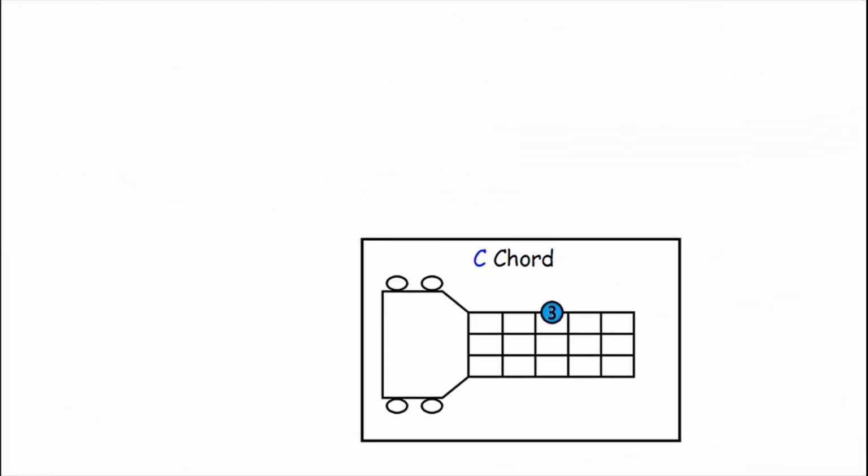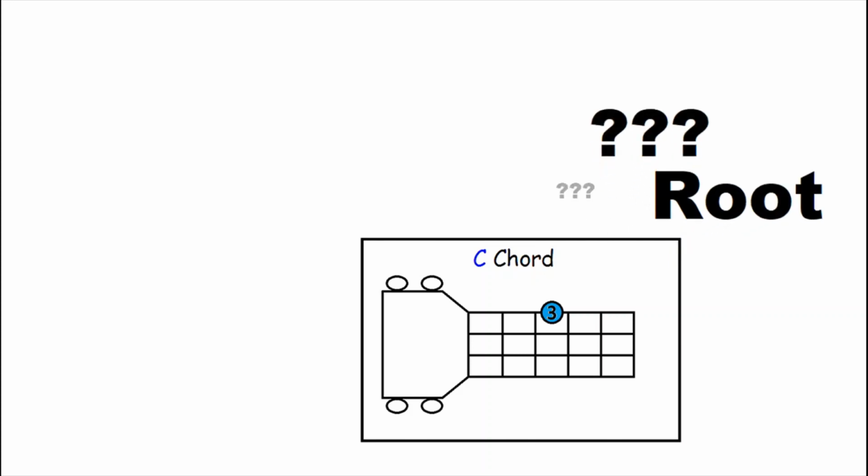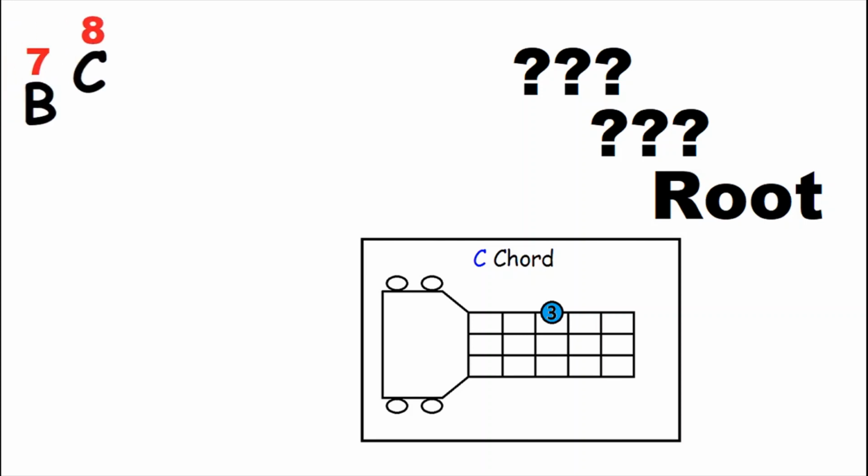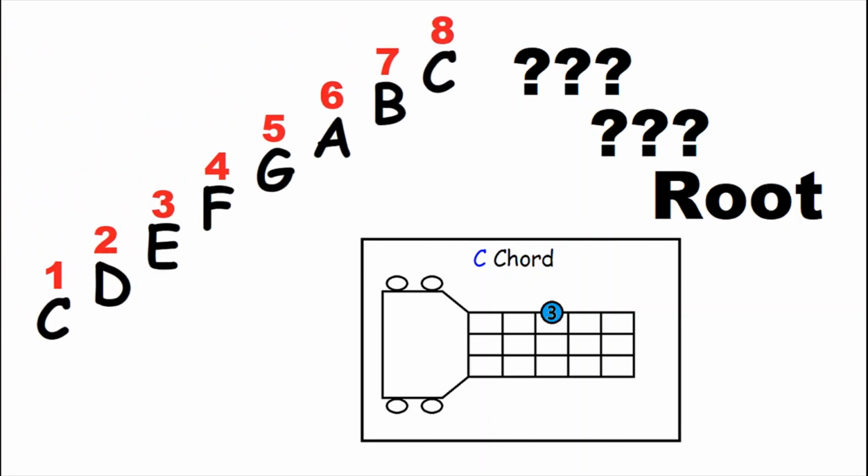First, let's start with two facts we already know. Your basic chord has 3 different notes, and one of them is the root note. Okay, so that leaves 2 mystery notes. To find them, let's look at our C major scale. C is not only the root note of the C chord, but as note number 1 is also the root note of the scale as well.